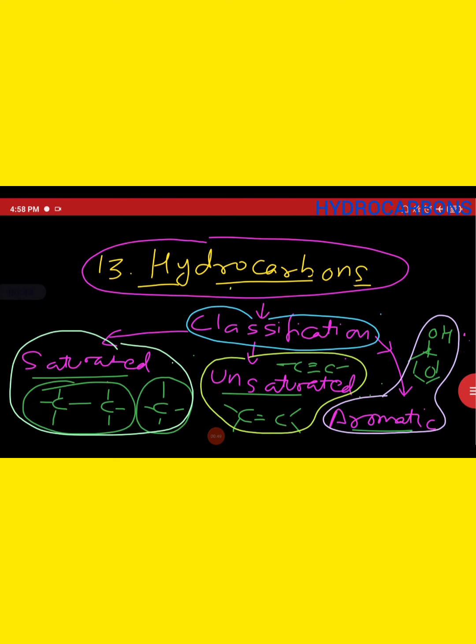Next comes the classification. Hydrocarbons can be classified into three broader categories: saturated hydrocarbons, unsaturated hydrocarbons, and aromatic hydrocarbons. Saturated hydrocarbons are also called alkanes, and they have carbon-hydrogen single bonds or carbon-carbon single bonds. Alkanes or saturated hydrocarbons are also called paraffins.